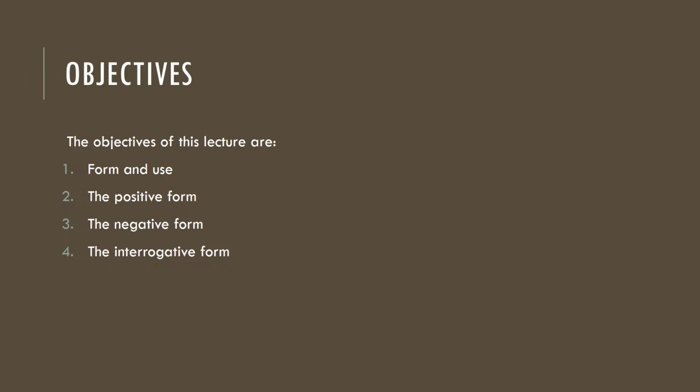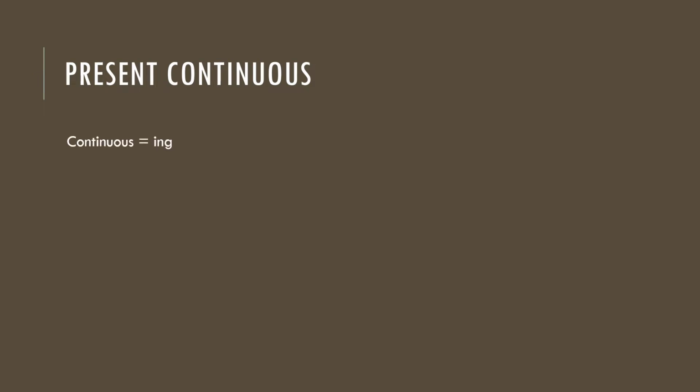With regard to its form, you know the regular rule for the positive, then the regular rule for the negative, and the regular rule for the interrogative. المثبت والنفي والاستفهام. However, we are going to focus on the uses of this tense. First of all, present continuous. With regard to the word continuous, you all know that continuous means what? Means ing, means ongoing, continuity, something that is happening right now.